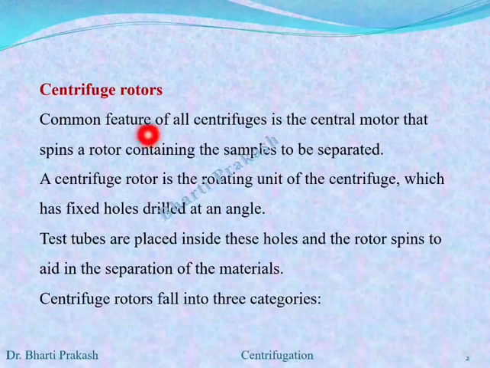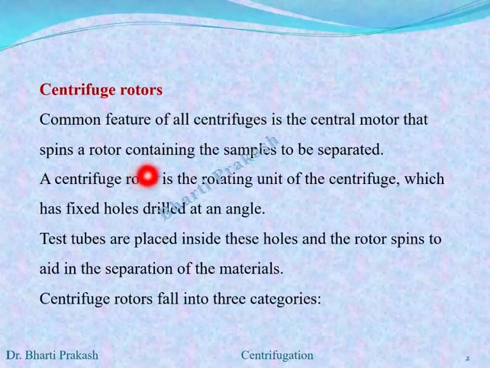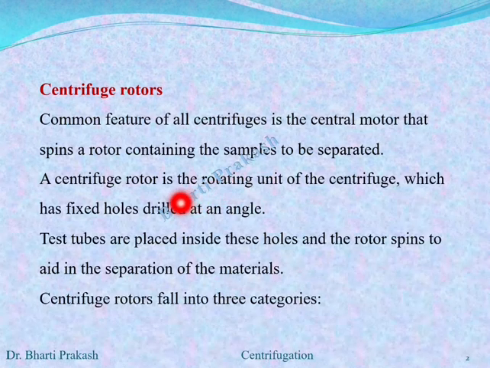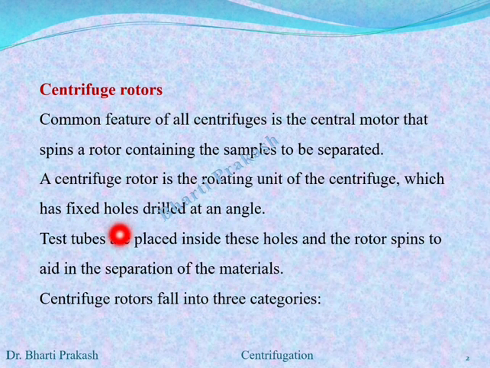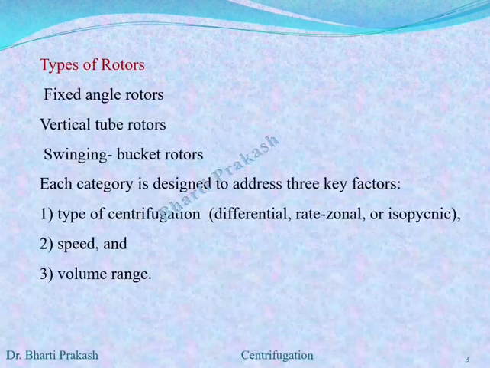The common feature of all centrifuges is the central motor that spins a rotor containing the samples to be separated. A centrifuge rotor is a rotating unit of the centrifuge which has fixed holes drilled at an angle. The test tubes are placed inside these holes and the rotor spins to aid in the separation of the materials. The centrifuge rotors fall into three categories.